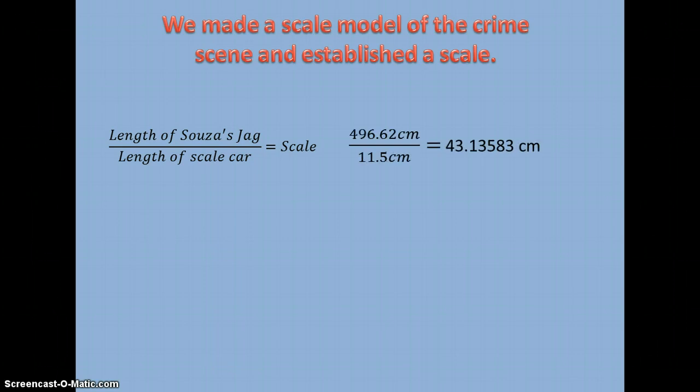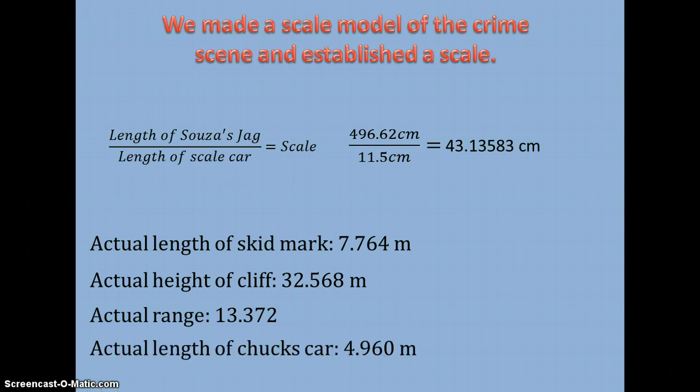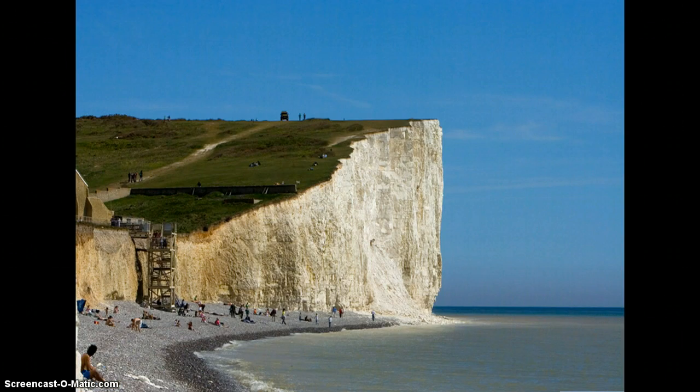And here are some of the actual dimensions of the crime scene. Actual length of skid marks, 7.7 meters. Height of cliff, 32.5 meters. Actual range, 13.3 meters. And the real length of Mr. Truckman's car is 4.96 meters. So Mr. Truckman's car is parked at the top of this cliff. Mr. Souza, not paying attention, hits it and knocks it off into a pile of turkey dung.